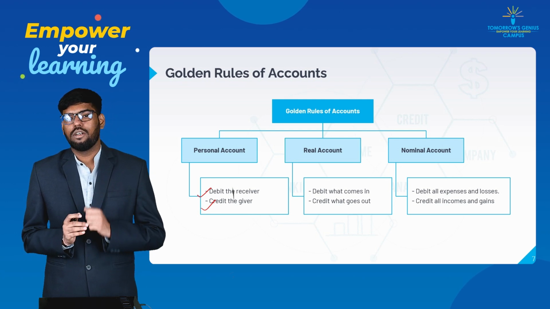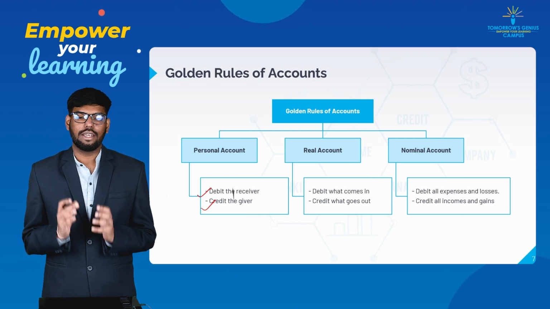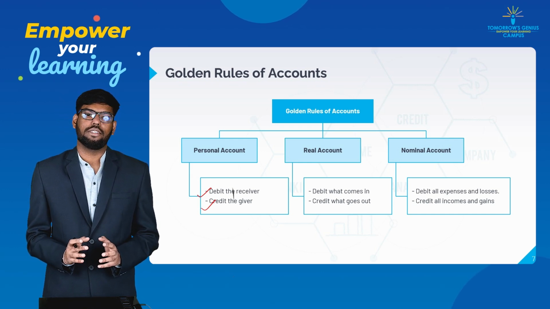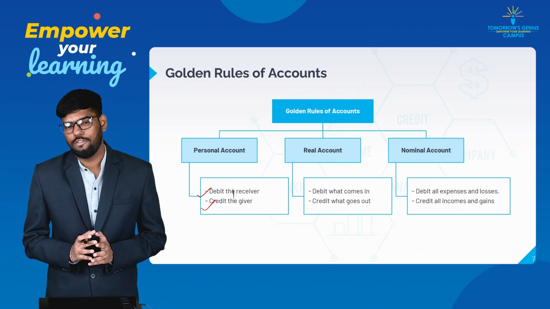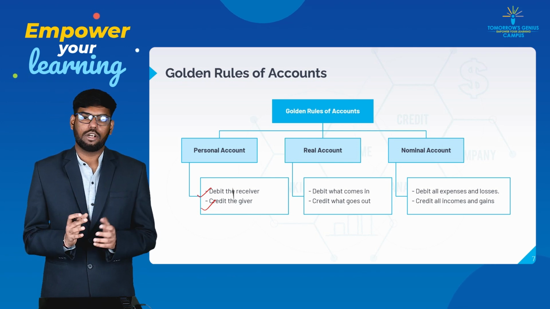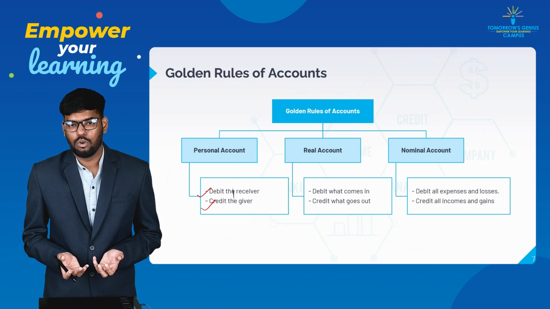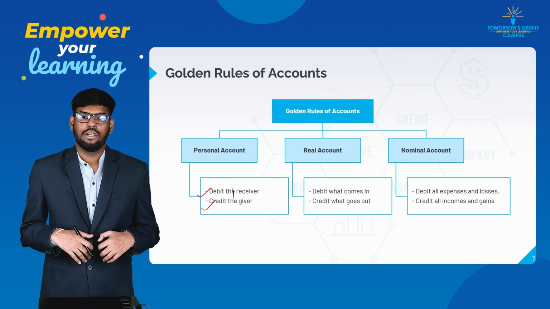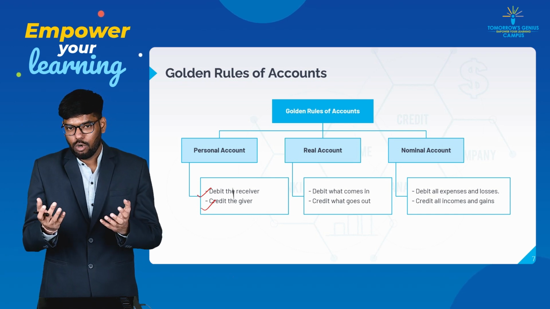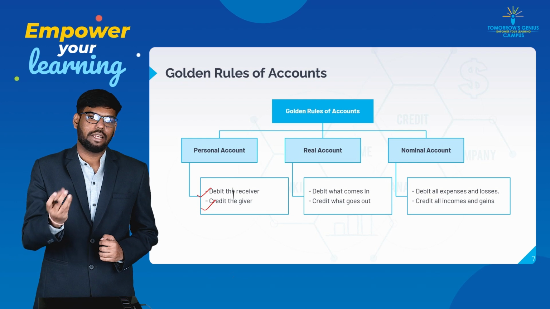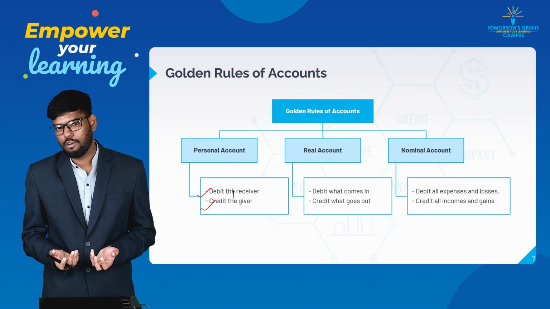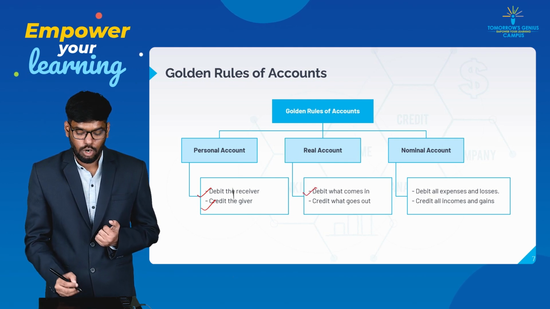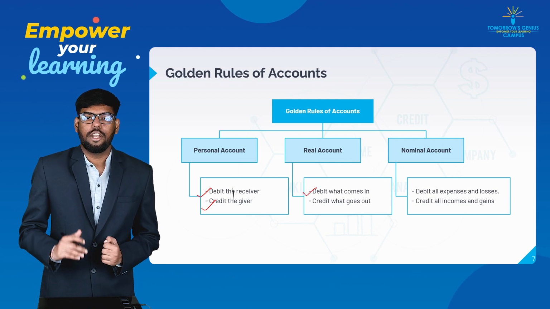Then, when we move to the real account, under real account there are assets covered. Whatever assets and properties of the business are there fall under the category of real account. What is the golden rule of real account? Debit what comes in and credit what goes out. Whatever comes into the business, for example cash. Cash is an asset, a property of the business. If cash is coming into the business, then we have to debit the cash. Debit what comes in and credit what goes out.